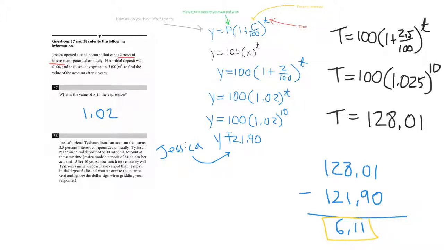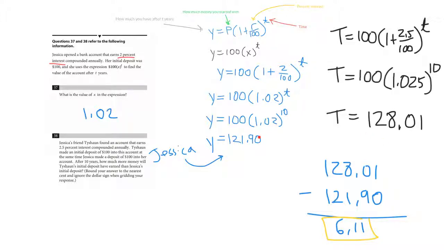So I turned that into dollars and cents, 121.90. Sorry about this, it kind of looks weird right now. Let me just move that over. So 121.90, right? That's what it rounded to. So I just rounded that right away. And this ended up becoming 128.008 something, and that rounds up to 128.01. So I rounded this one, I rounded that one, then I subtracted it, and I got 6.11. So that's important. The fact that they say round your answer to the nearest cent and ignore the dollar sign when gridding your response means you have to just ruthlessly round things off.